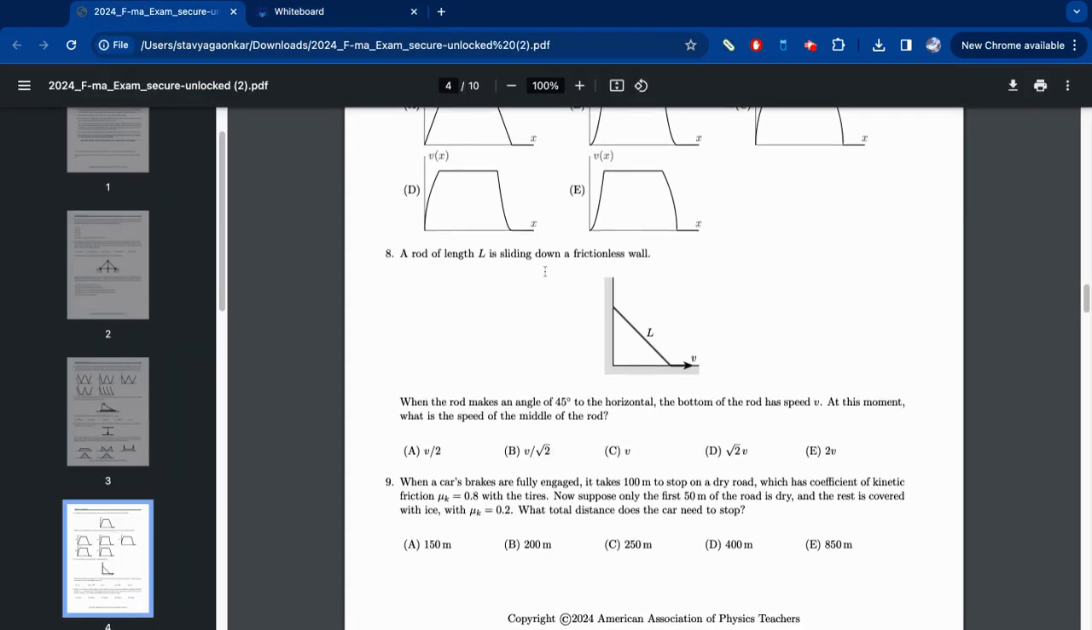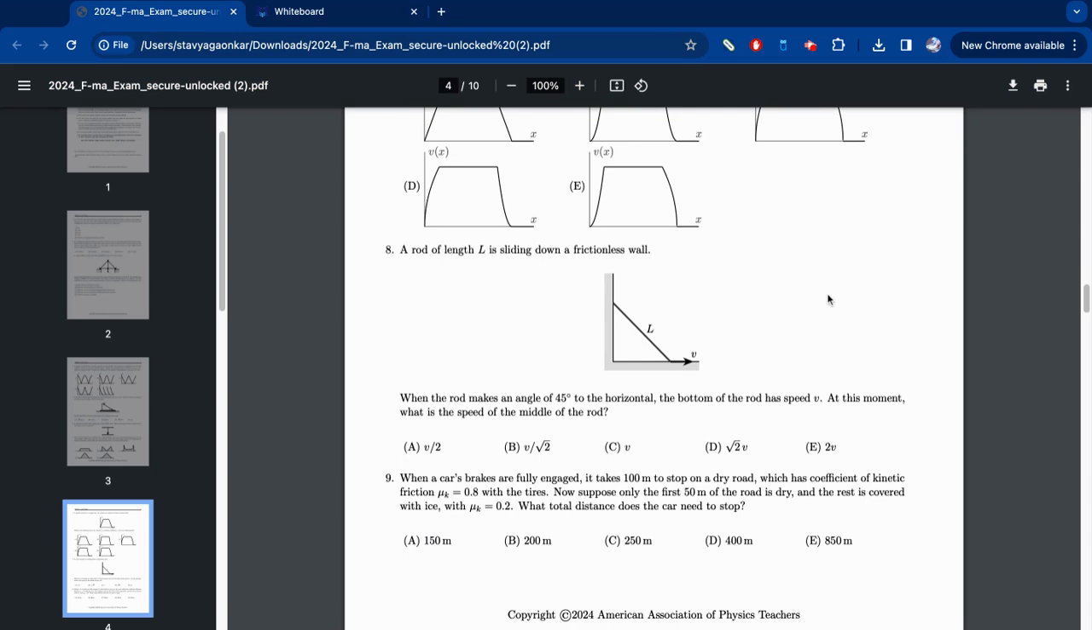Okay. Next problem, number 9. When a car's brakes are fully engaged, it takes 100 meters to stop on a dry road, which has coefficient of kinetic friction mu k equals 0.8 with the tires. So now if only the first 50 meters of the road is dry and the rest is covered with ice with coefficient of kinetic friction 0.2, what total distance does the car need to stop?